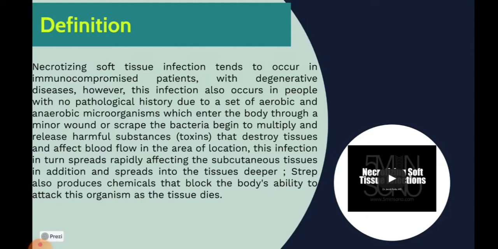The bacteria begin to multiply and release harmful substances, toxins that destroy tissues and affect blood flow in the area of location. This infection in turn spreads rapidly, affecting the subcutaneous tissues and spreading into the deeper tissues. Bacteria also produce chemicals that block the body's ability to attack these organisms as the tissue dies.